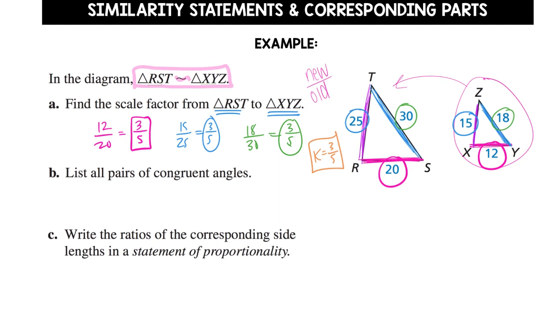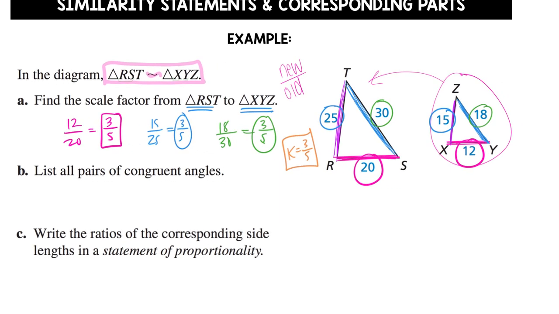Okay, it says list all pairs of congruent angles. All the angles are going to be congruent, so just list the ones that correspond with each other. So angle R goes with angle X. You can tell by looking at the picture. You can also tell by looking at the statement here. R goes with X because they're the first letters.